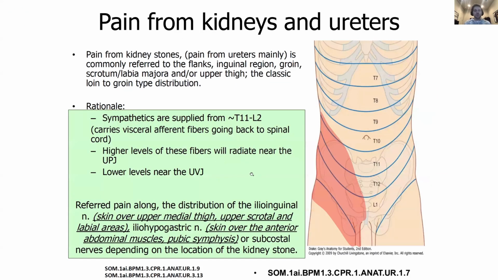Okay, and as for referred pain, if someone gets flanked, has a kidney pain and it's referred, it's usually referred in the derivation of the iliohypogastric and ilioinguinal region. So you might get pain that runs along that area from about T10 to L2.